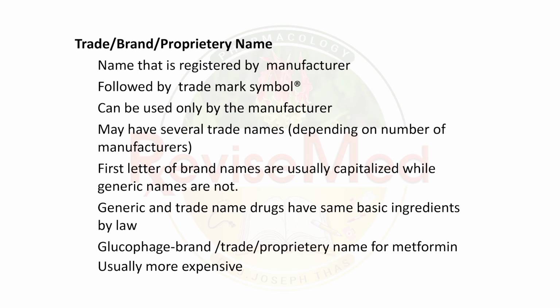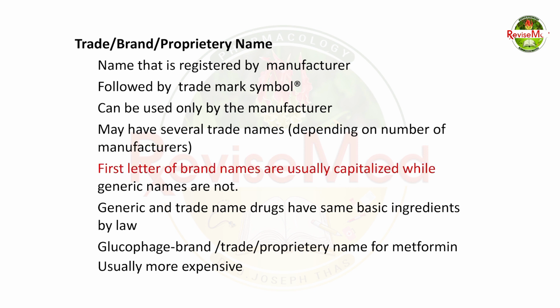What is trade name or brand name or proprietary name? It is the name that is registered by a manufacturer. It is always followed by a trademark symbol. Can be used only by the manufacturer. So, there will be several trade names because there may be several manufacturers. At the same time, the drug will be generically same.